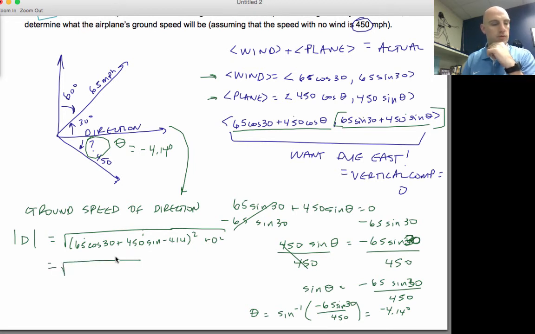So when I do the square root of that, and I put all that into my calculator, I get that my ground speed is equal to 505.12 miles per hour. Okay, that's how we figured that out. So they wanted us to know, well, how fast is it going? Because I know the direction. How fast is it going? And I needed that angle to be able to help me find that ground speed.